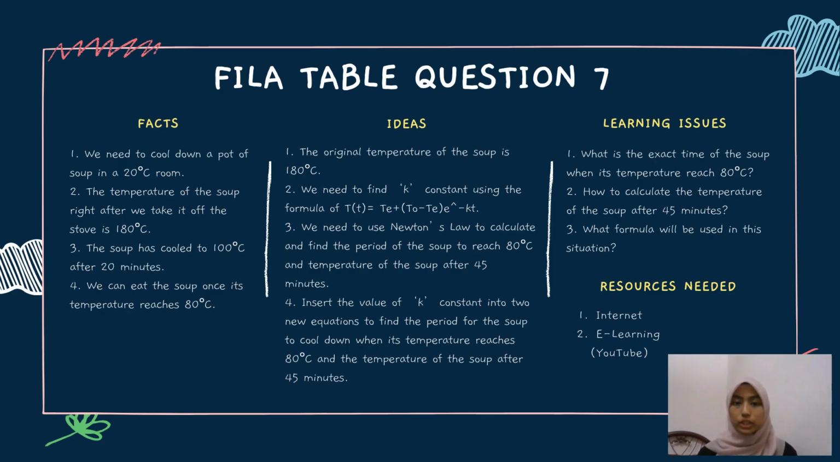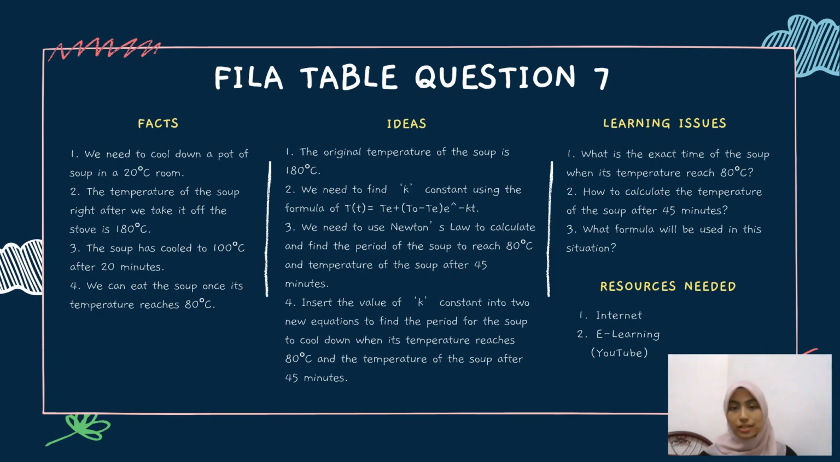They are: we need to cool down a pot of soup in a 20 degrees Celsius room. Second, the temperature of the soup right after we take it off the stove is 180 degrees Celsius. Third, the soup has cooled to 100 degrees Celsius after 20 minutes. And lastly, we can eat the soup once its temperature reaches 80 degrees Celsius.